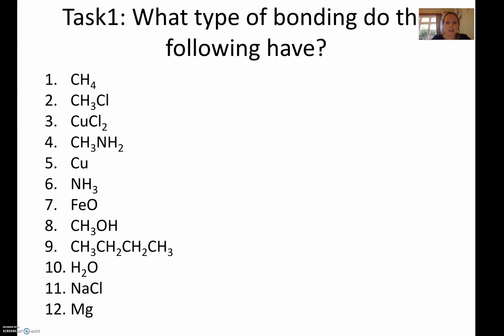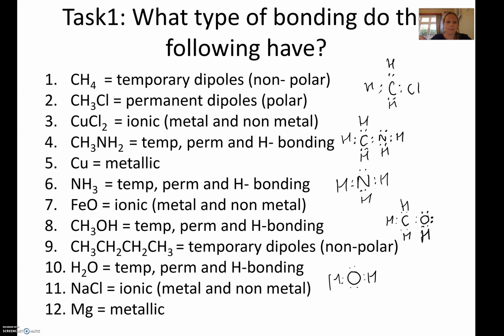So here's a wee task. I'd love you to pause right now and please tell me, what type of bonding do the following have? You might have to draw some Lewis structures to work out if structures are polar or not. These are all just straightforward Lewis structures from level 2. Here are my answers.